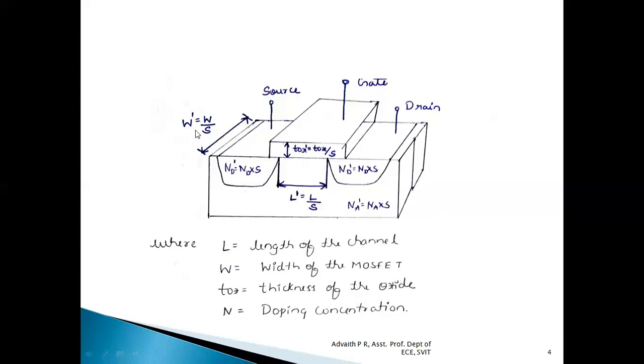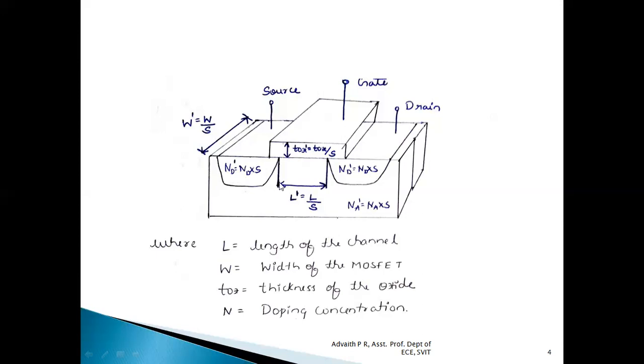Similarly, the width of the MOSFET can also be scaled. W dash is the width of the MOSFET obtained after scaling, W is the original width, and S is the scaling factor. So W dash is equal to W divided by S. Similarly, the scaled oxide thickness TOX dash is given by TOX divided by S. So all these factors are scaled down.